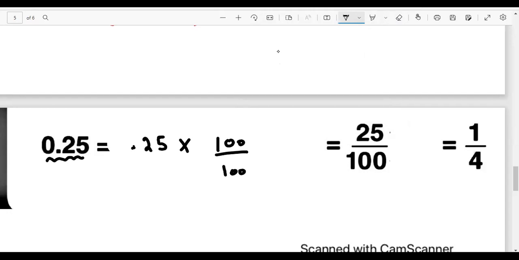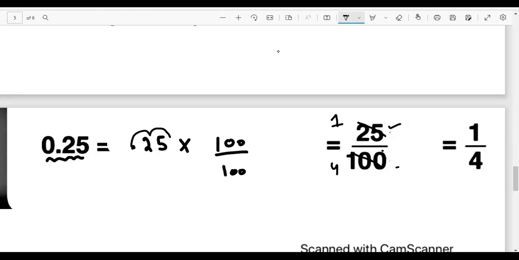Now 0.25 multiplied by 100 is what? This decimal would move 2 decimal places to the right. So it would become 25 divided by 100. And the last thing is I am just supposed to simplify it. So 25 multiplied by 1 is 25 and 25 multiplied by 4 is 100. So it's 1 by 4. So it's simple. Just pay attention.